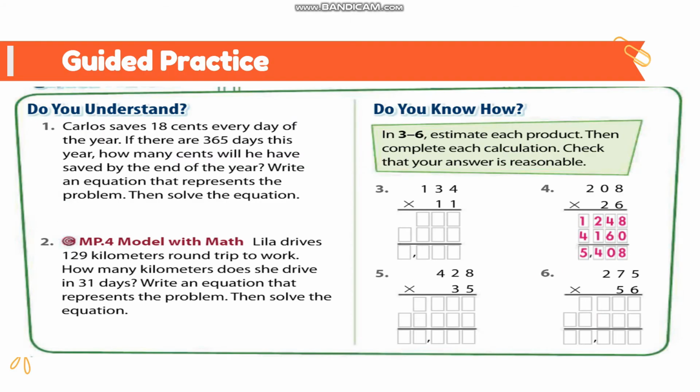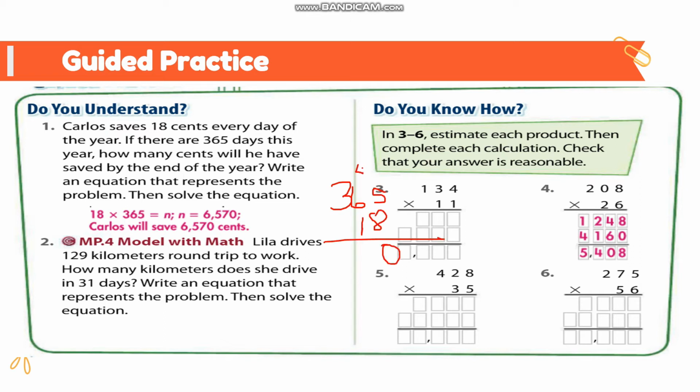Carlos saves 18 cents every day of the year. If there are 365 days this year, how many cents will he have saved by the end of the year? So write an equation that represents the problem. So what you are going to do is simply multiply 365 multiplied by 18. So 8 times 5 is 40, so 0 regroup 4. 8 times 6 is 48 plus 4 is 52, so 2 regroup 5. So 8 times 3 is 24 plus 5 is 29.